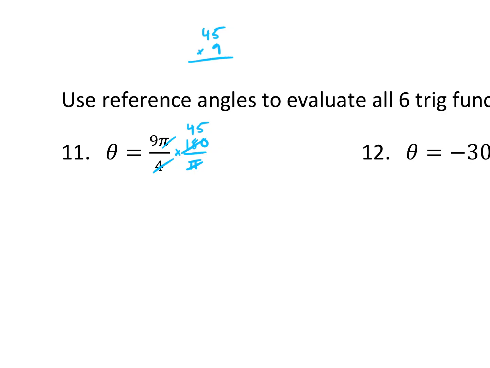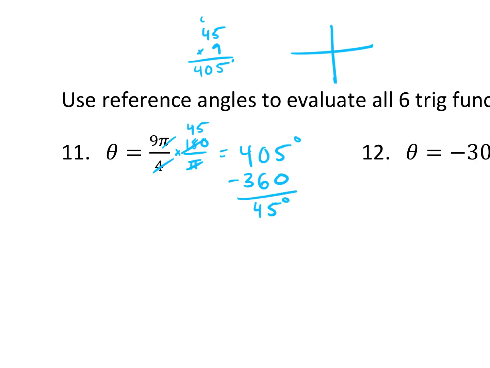9 times 5 would be 45. 9 times 4 is 36, plus 4 would be 40, so 405. So this is 405 degrees. Now this is more than one time around our unit circle, so we don't have a formula that we can plug this into. How can we find a smaller version of this? Minus 360. So when we subtract 360, we get 45 degrees.